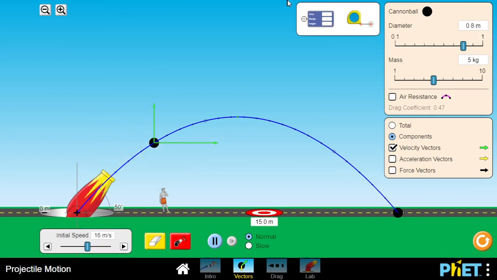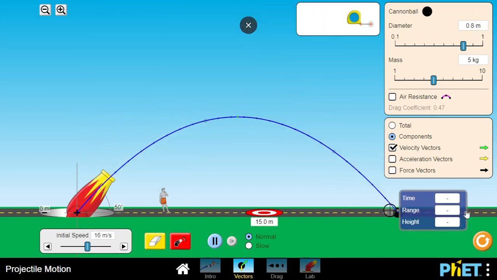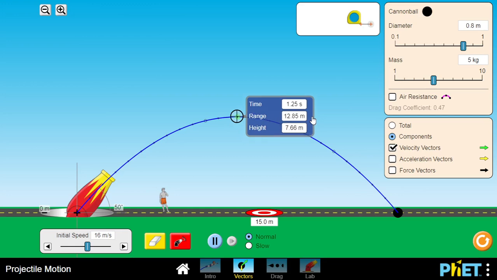Let's check. So the time down here, 2.5 seconds. And obviously the time to the top is half that, 1.25.